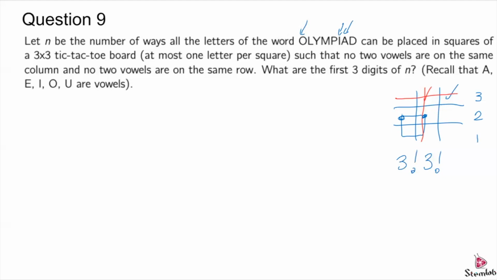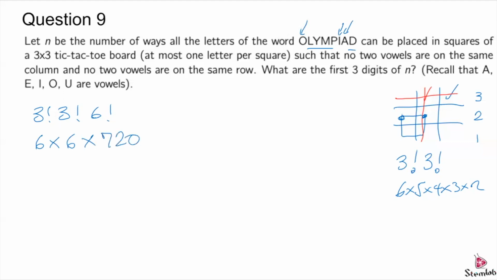So the last one is now the last five letters, right? The LYMPD. So we have now 6 spots left for the 5 letters. So that means there's 6 times 5 times 4 times 3 times 2 ways of putting those 5 letters. That's basically just 6 factorial. So we have 3 factorial times 3 factorial times 6 factorial ways of basically putting all of them into the right spot. Okay, 3 factorial is 6, so 6 times 6 times, and 6 factorial is 720.